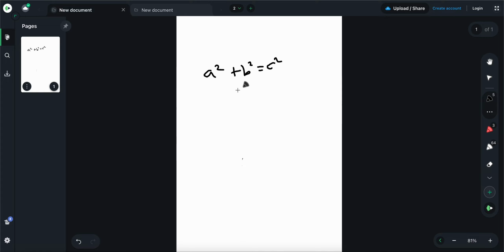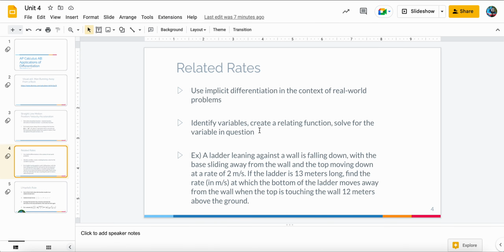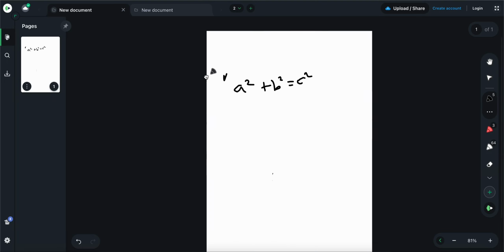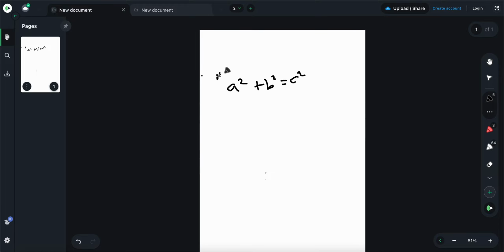And we're taking it with respect to time, because the one rate we've been given is that the top of the ladder is moving down at a rate of 2 meters per second. So that tells me I'm going to take a derivative with respect to time. I'm going to call time t.